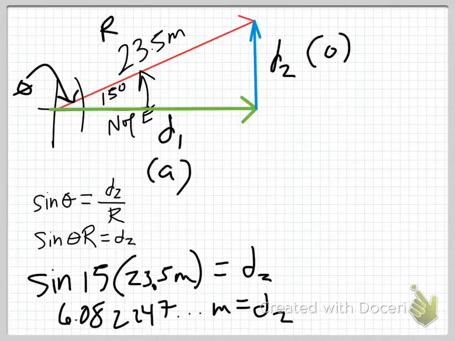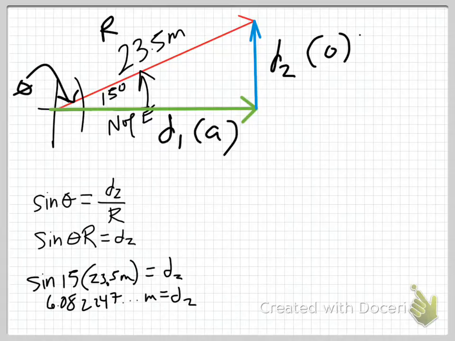If we take sig figs into account and we only have two because of the 15, we're basically 6.1 meters north. So from where we started, we're 6.1 meters north. Now we're not 6.1 meters north in a direct line. How far east did we go? So 6.1 meters north is our second displacement.